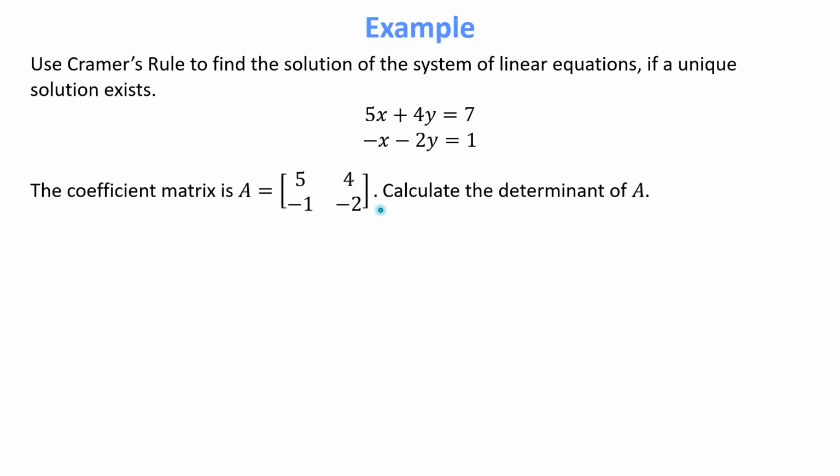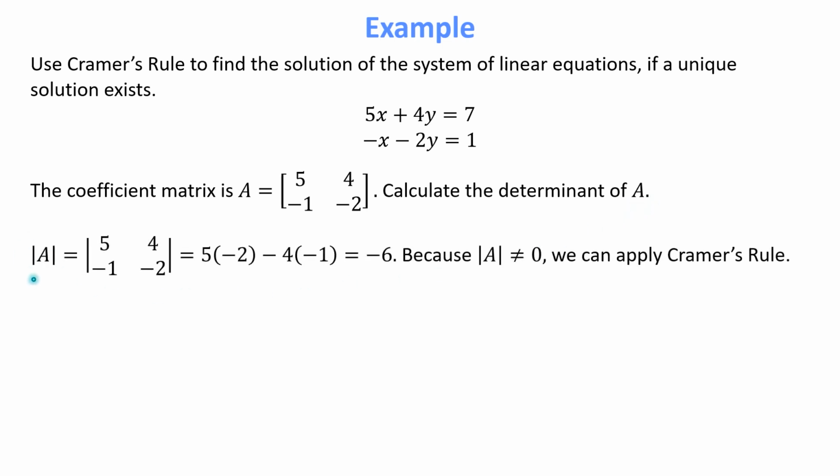Then what we need to do is calculate the determinant of this coefficient matrix, called A. So the determinant of A is given by 5 multiplied by minus 2, minus 4 multiplied by minus 1. And when we calculate this, we get minus 6. Now, since minus 6 is non-zero, that means because the determinant of A is non-zero, we can indeed apply Cramer's rule, as we showed on the previous slide. So now we'll apply Cramer's rule.